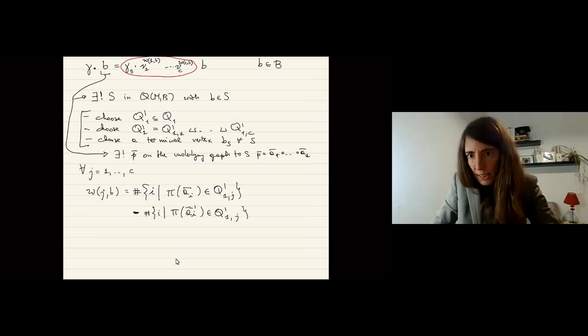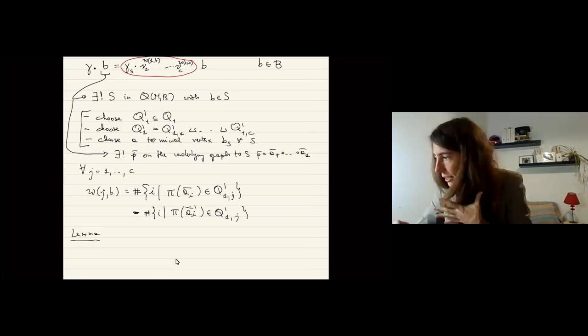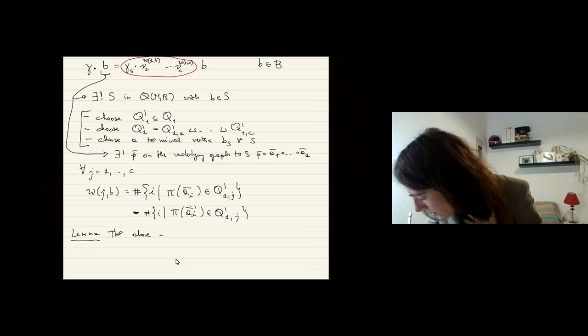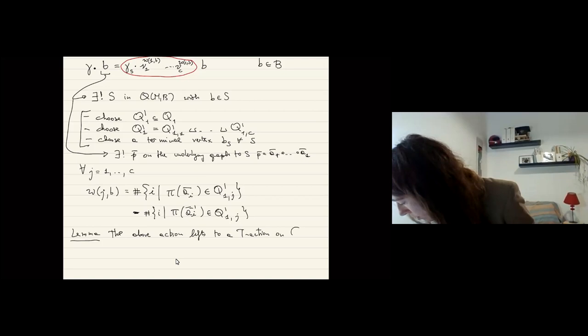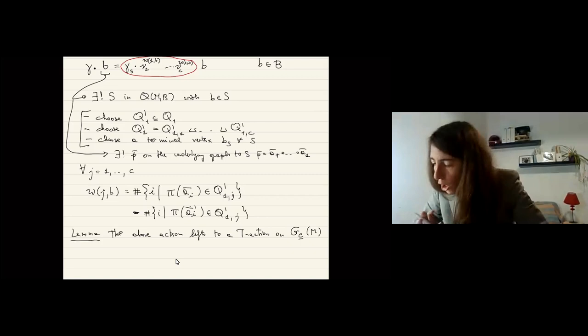So the lemma is that this action lifts the above action to a T action on little E. Okay. All right. So let me conclude. I have but 3 minutes.